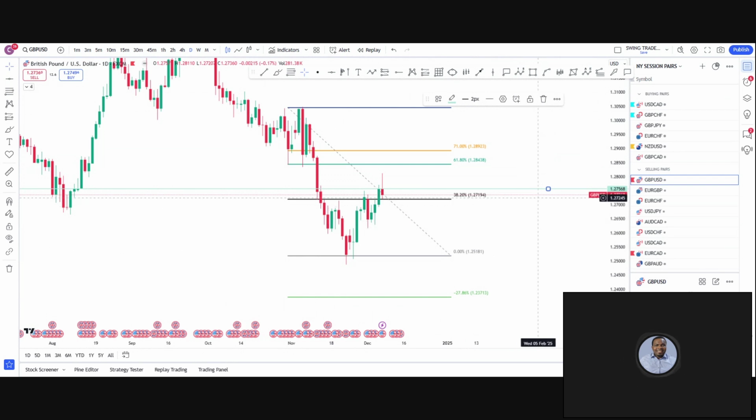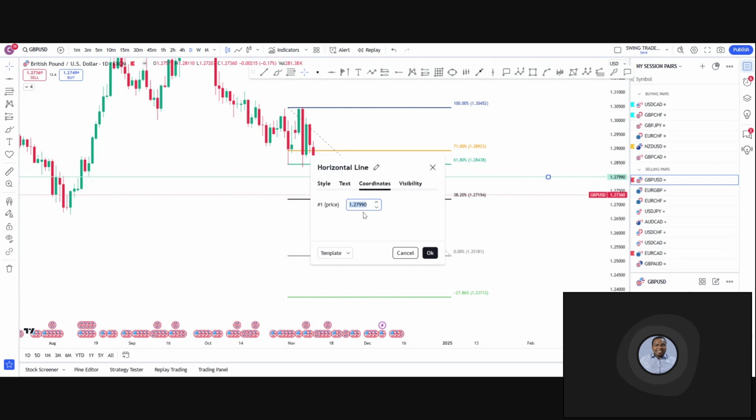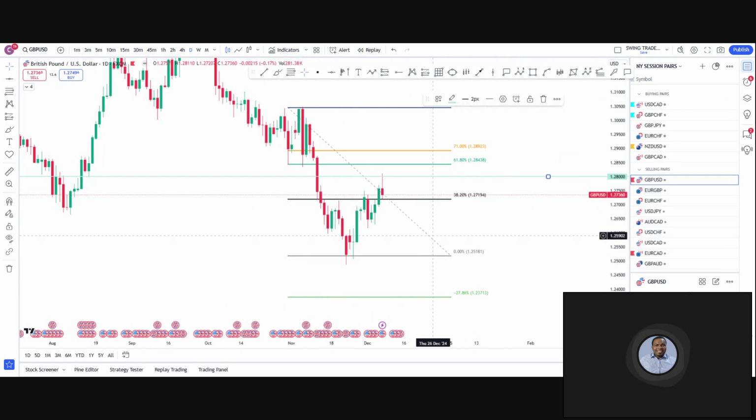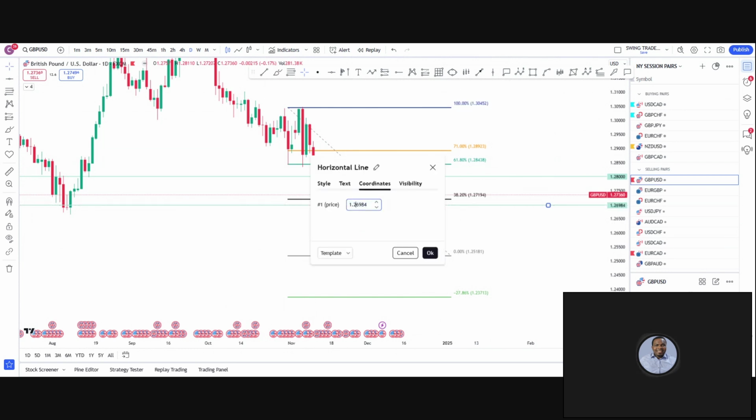Alternatively, we can make price to be at this level where we have 1.2800. So we make it 1.2800 on that level. And then we will mark this 1.27. So we will mark 1.27 psychological level. Let's change that to 1.27 psychological level.